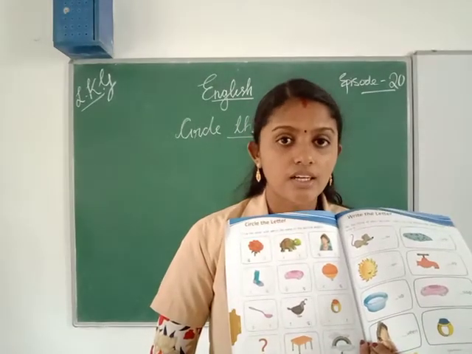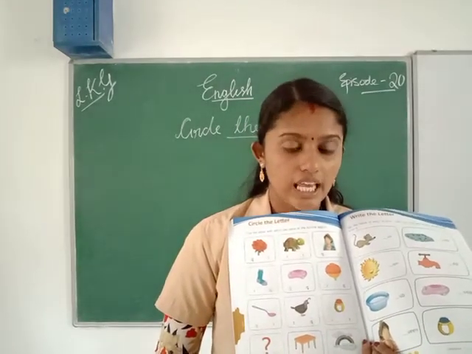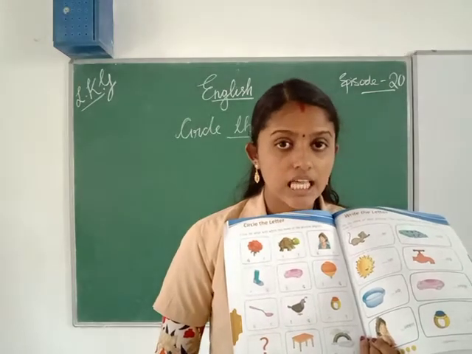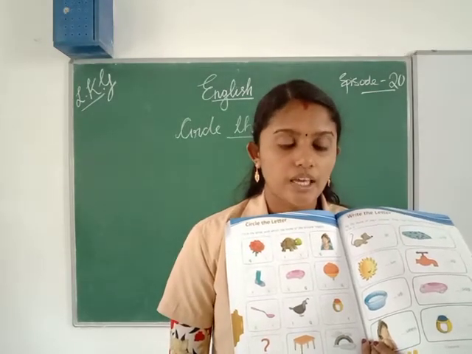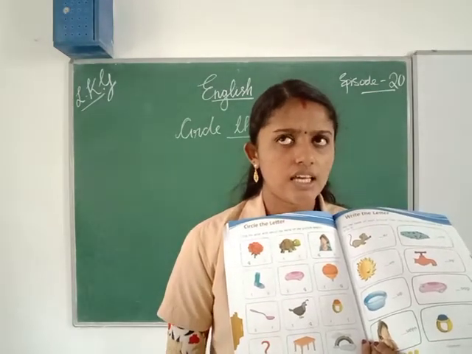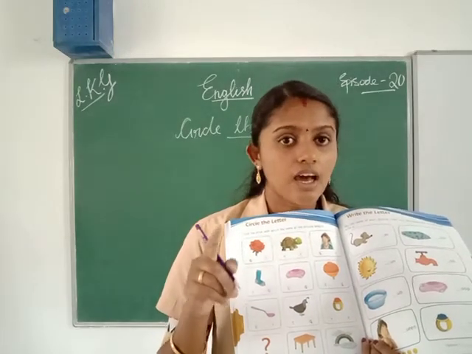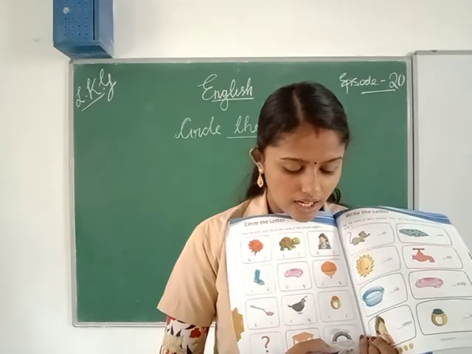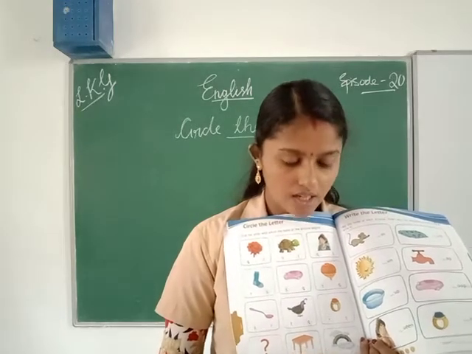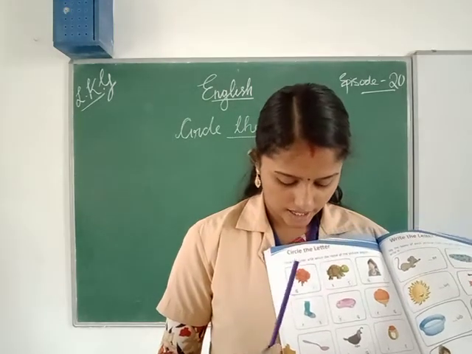Next, last one, what is this? Rainbow. Okay, which letter is first? Rainbow. R. Which letter? R. So you circle the letter R. Okay, listen once again.